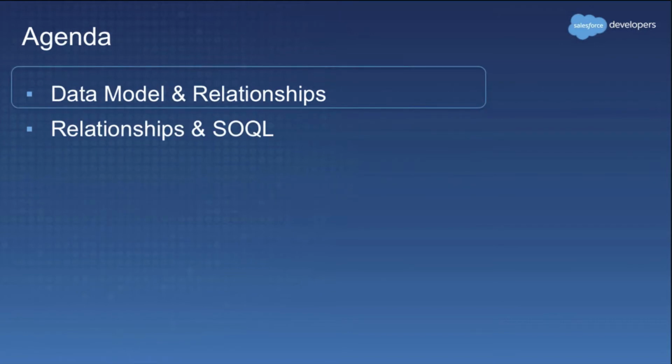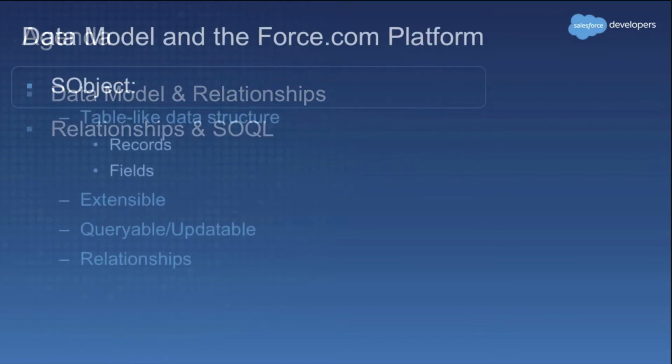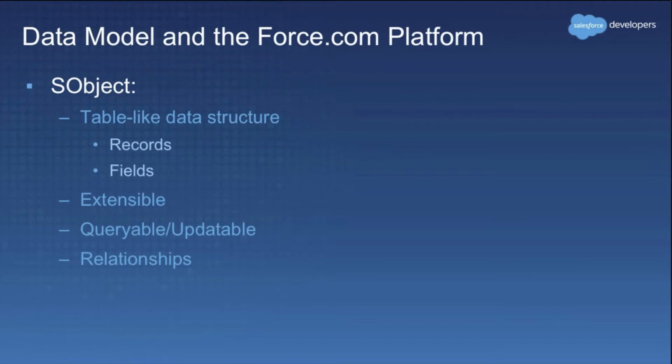And with that, let's jump in and start talking about data model and relationships. At the core of the Salesforce data model is something called the SObject, which is short for Salesforce object. This is table-like as far as how it organizes data and how you access the data programmatically. It's organized into a concept of records and fields, and fields are a lot like columns in a table in a database. Fundamentally, Salesforce objects are extensible, queryable, updatable, and they are relational to some degree, similarly to relational database tables.